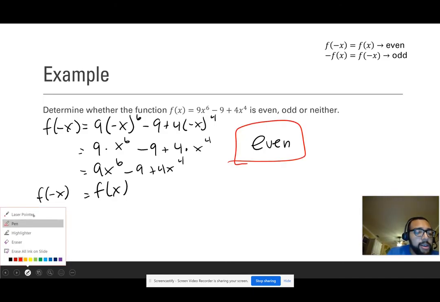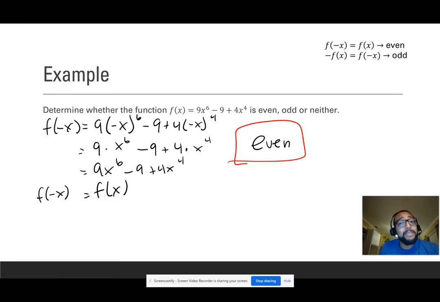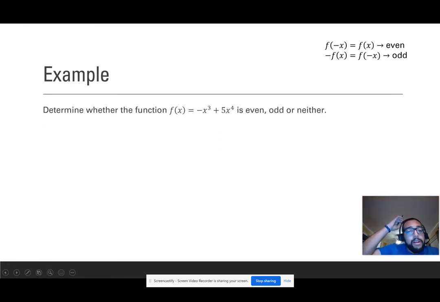Now, I'm not going to test the odd because I know it's even, so there's no need to test this odd. I know that it won't be odd. Here, next one, again, try that negative x first. Okay, I believe we have like 2 more, this one and the next one.